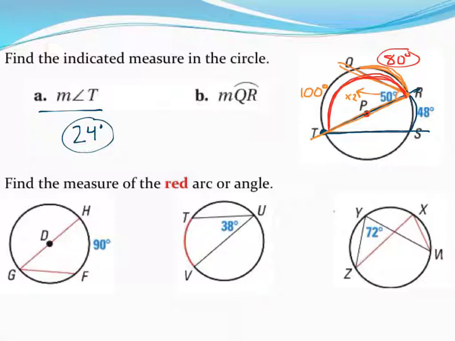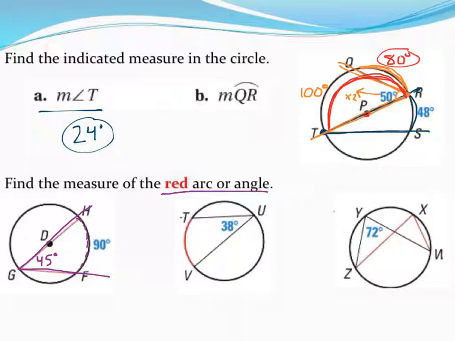So we can take a look at a couple basic examples down here asking us to find the measure of the red arc or angle. Once again, as long as we have an inscribed angle, an angle whose vertex is on the circle, it's half the arc it intercepts. So the arc this intercepts is 90 degrees, meaning angle G, or the angle I'm looking at, needs to be 45 degrees. The arc will always be the bigger of the two numbers.